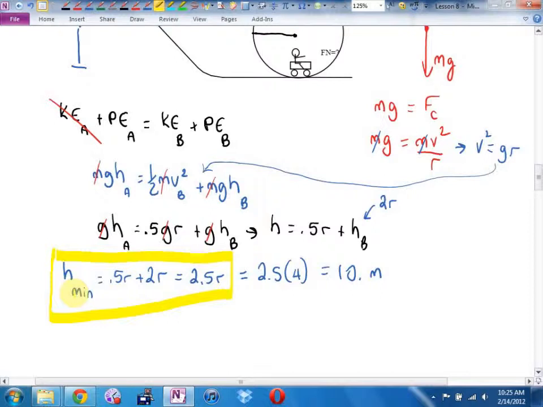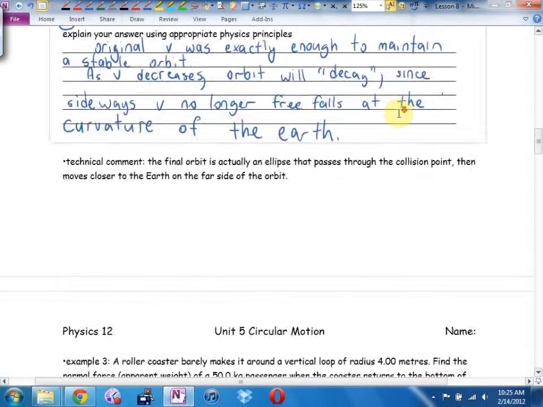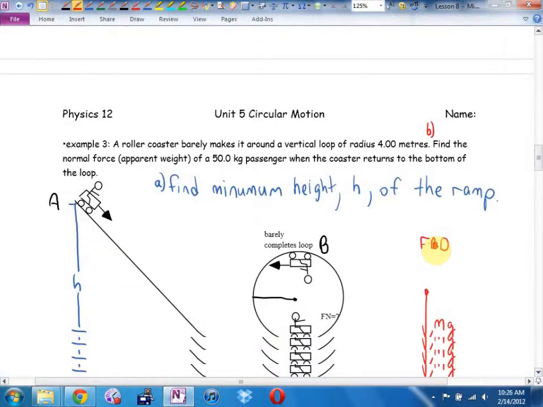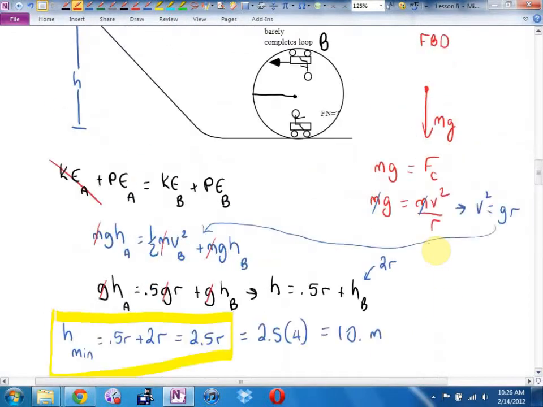Now let's see if we can answer the question. Let's put a little B right there. I did A, find the minimum height H of the ramp first. B, find the normal force of a 50 kilogram passenger when the coaster returns to the bottom of the loop. Okay.